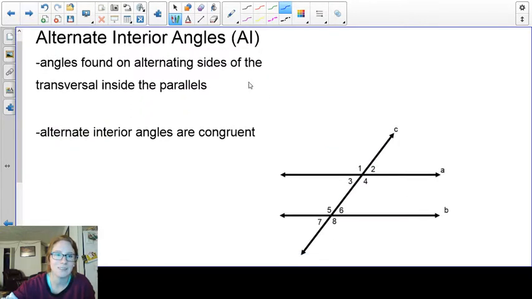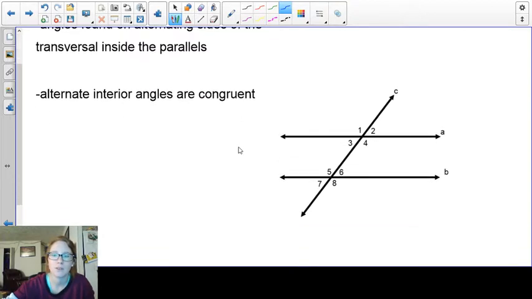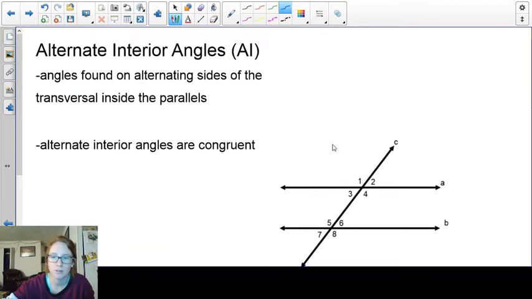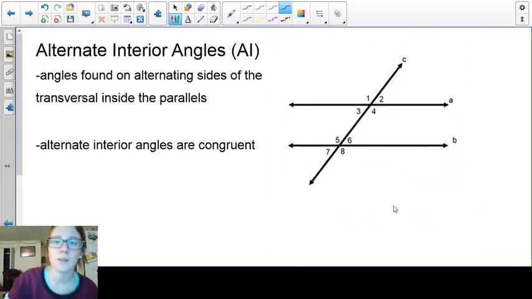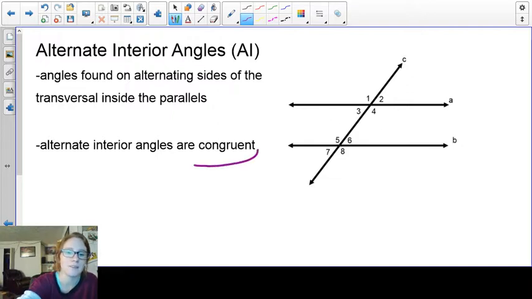Alternate interior angles are kind of like what they sound like. Alternate is opposite. They're found on the opposite side of the transversal, inside the 2 parallel lines. So if I look here at this picture, I'm going to move this guy up. We're looking between my parallels, so we're going to be inside between A and B. So we're going to use these 4 angles. We're going to be on opposite sides, and I see that these are congruent, so they're going to be equal.